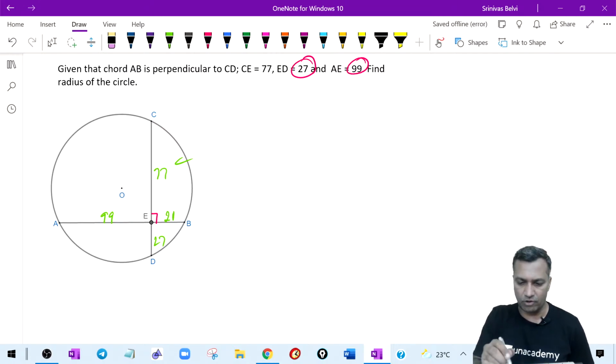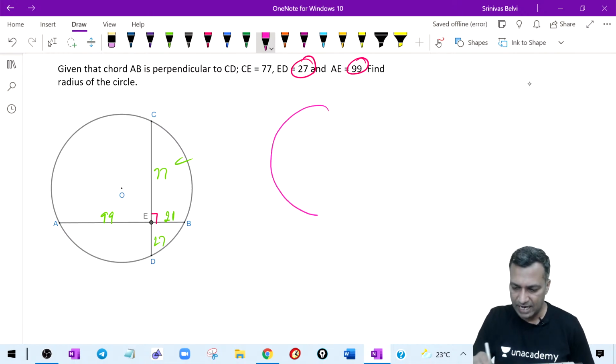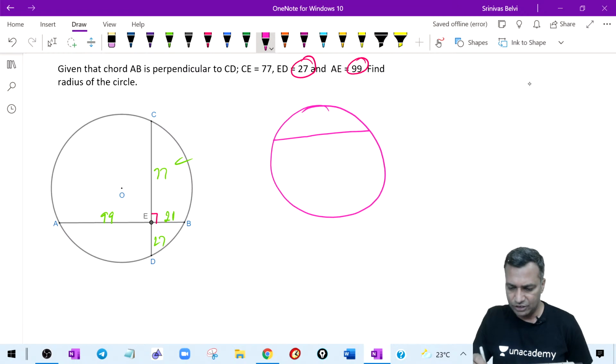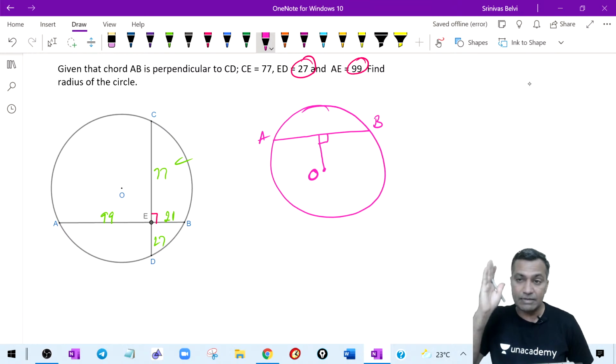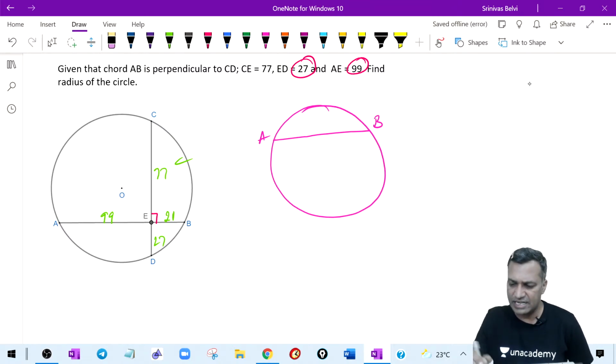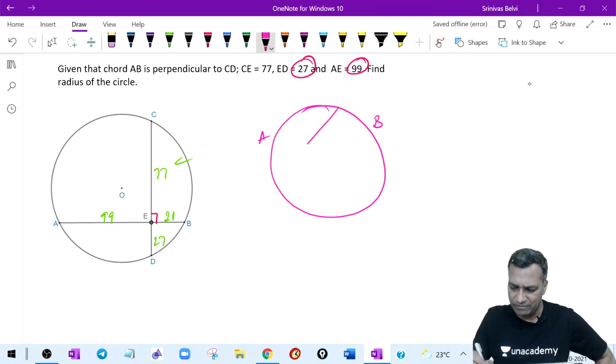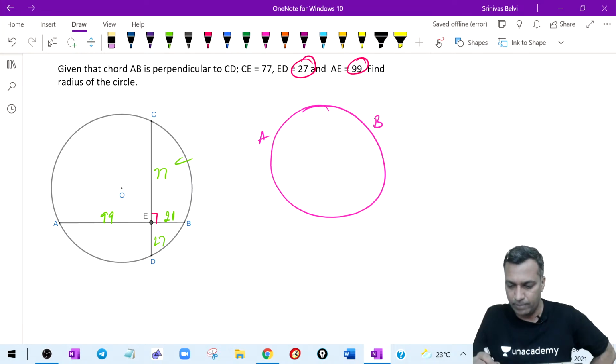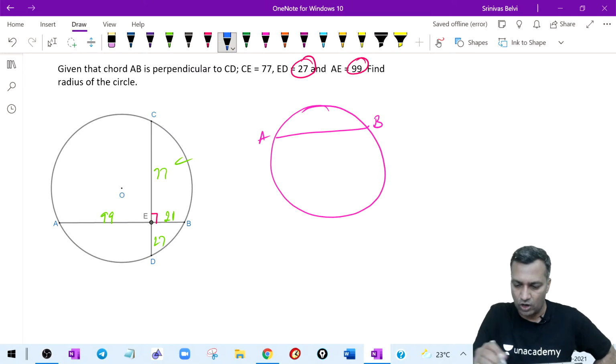What is the second piece of operation? If I have a chord anywhere, if I join this chord to the center, if I drop a perpendicular from the center of the circle to the chord, listen to this, I have a chord any which way. Let's say this is my chord AB. I'm drawing it nicely so that you feel it better. So AB is a chord.